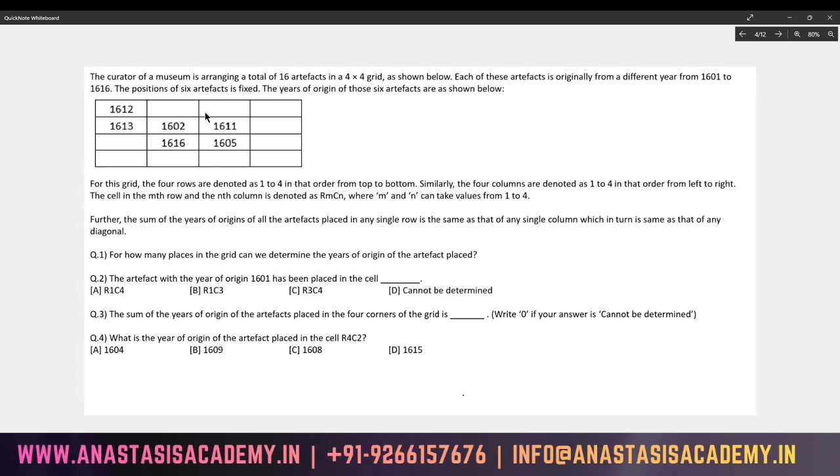So, we have a 4 by 4 grid, 16 artifacts, all originating from a different year, from among 1601 to 1660. And the positions of 6 artifacts are fixed. Positions are given here within this 4 by 4 matrix. For this grid, the 4 rows are denoted as 1 to 4 in that order from top to bottom. Similarly, the 4 columns are denoted as 1 to 4 in that order from left to right. So rows are 1, 2, 3, 4. Columns are 1, 2, 3, 4.